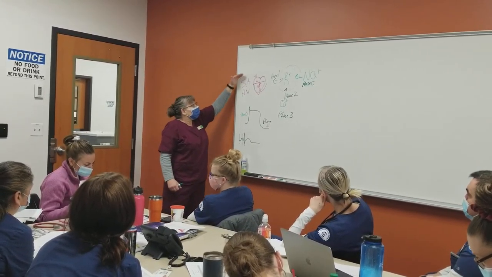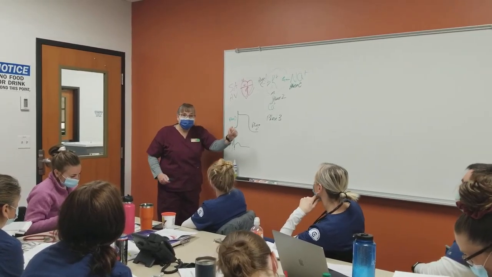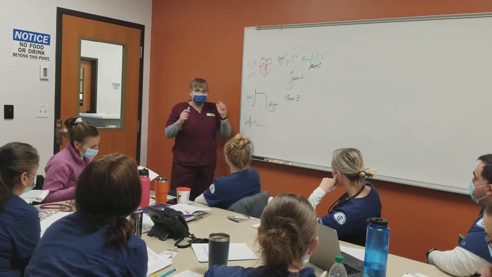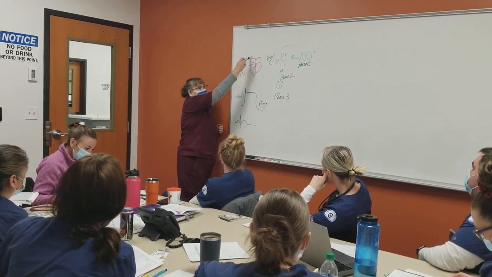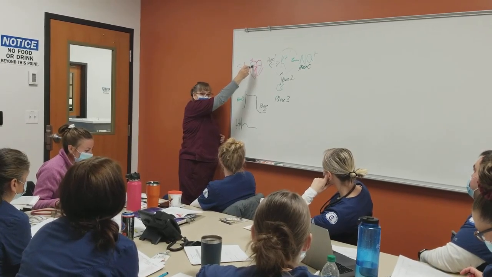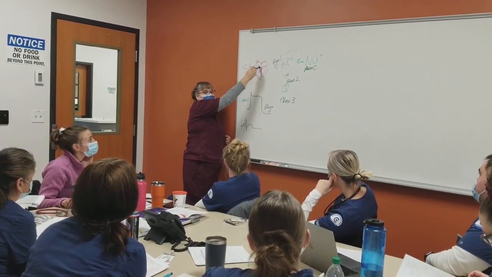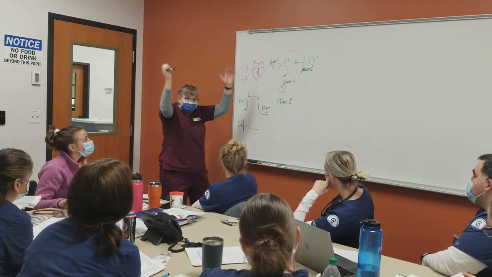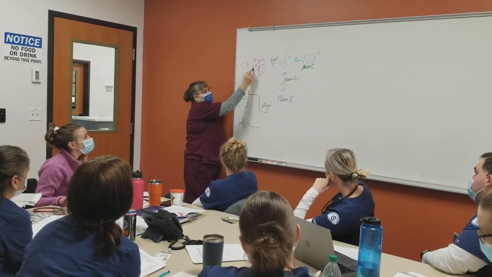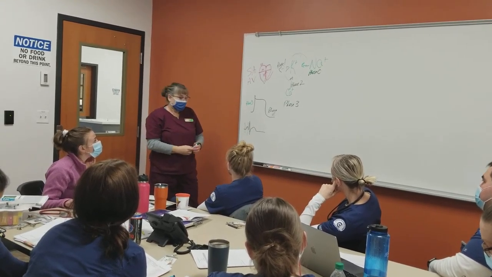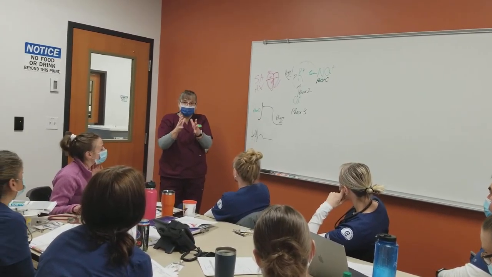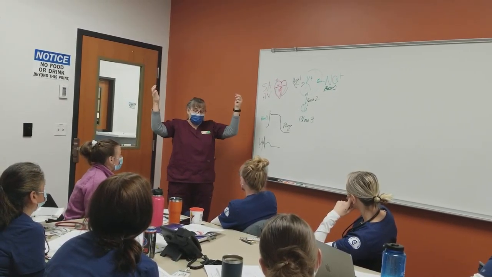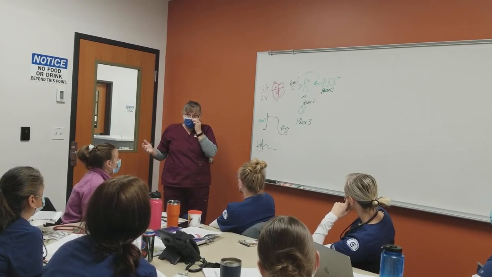So if our SA node is our pacemaker and it starts our impulse, it's going to start the whole thing because it starts in our SA, comes through our atrium to our AV node. Our AV node then starts down our bundle of His, and it bifurcates, it splits, and it comes down to the apex of our heart and comes back up our Purkinje fibers. So our contraction starts at our atrium, starts at our ventricle, and comes up the out the edges, right?